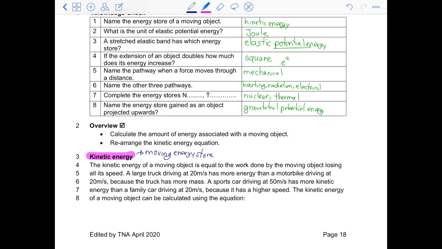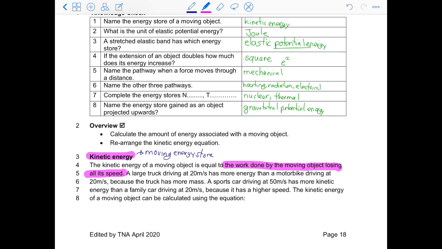So the kinetic energy of a moving object is equal to the work done by the object losing all its speed. So in order to get something to stop, the amount of work you need to put in to get it to stop is the amount of kinetic energy that object has. So for example, how much energy you have to do to get the brakes on your moving bicycle to stop is the amount of kinetic energy that's there. If you're moving a lot faster, you need to use a lot more braking power than if you're moving slower. So if you're moving faster, you have a higher kinetic energy than if you're moving slower.